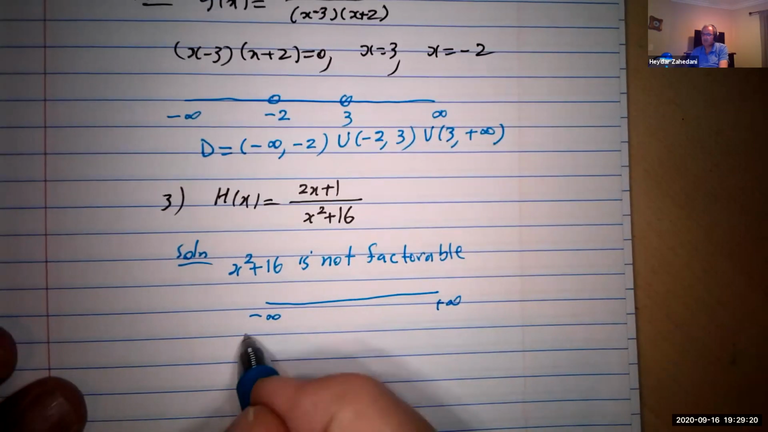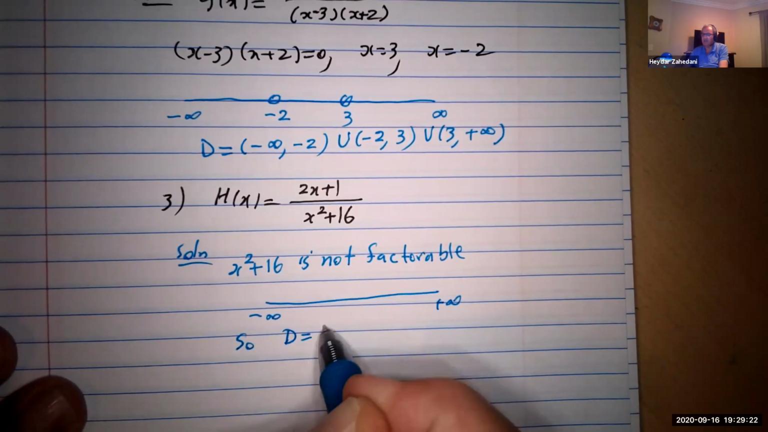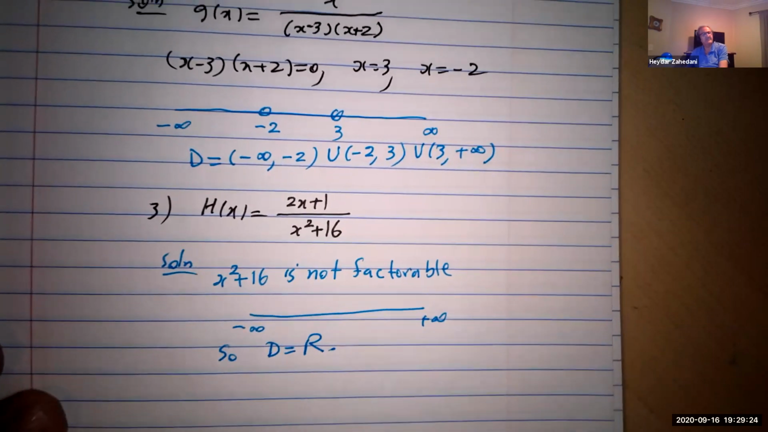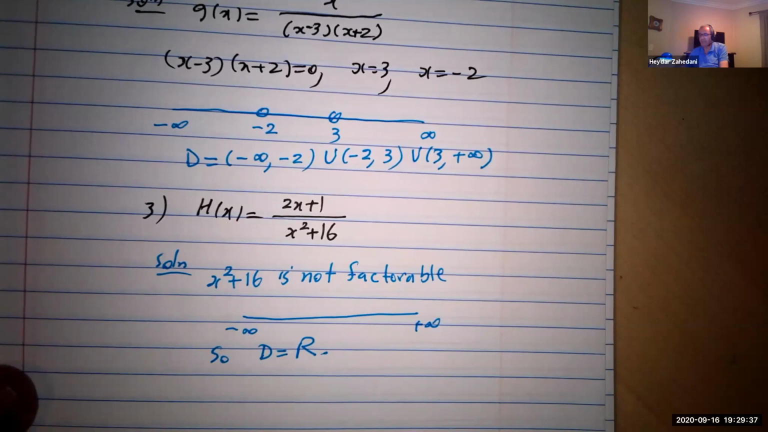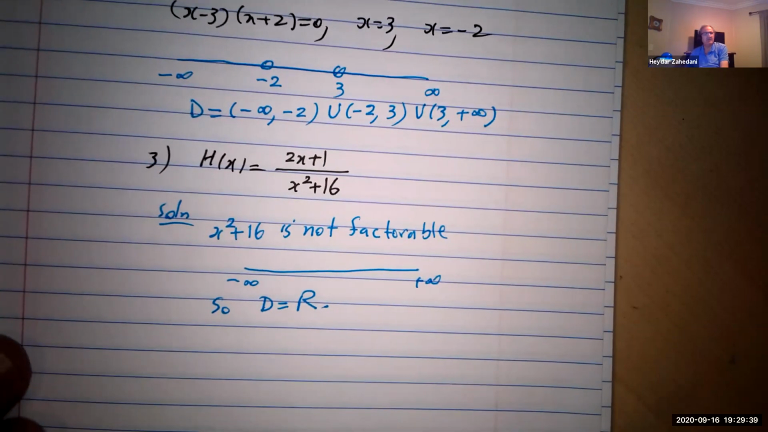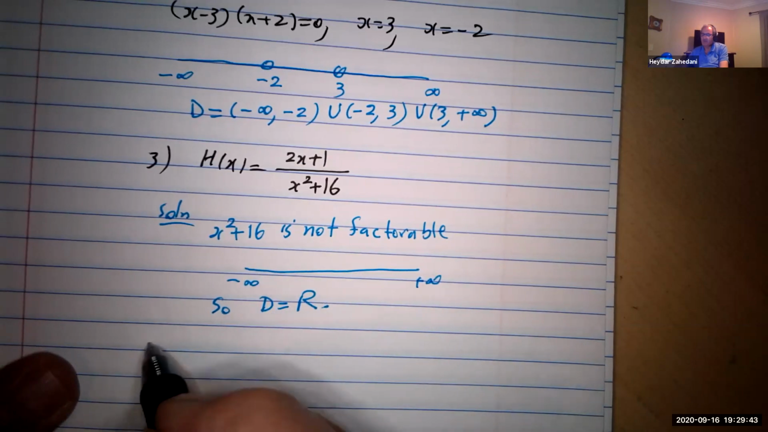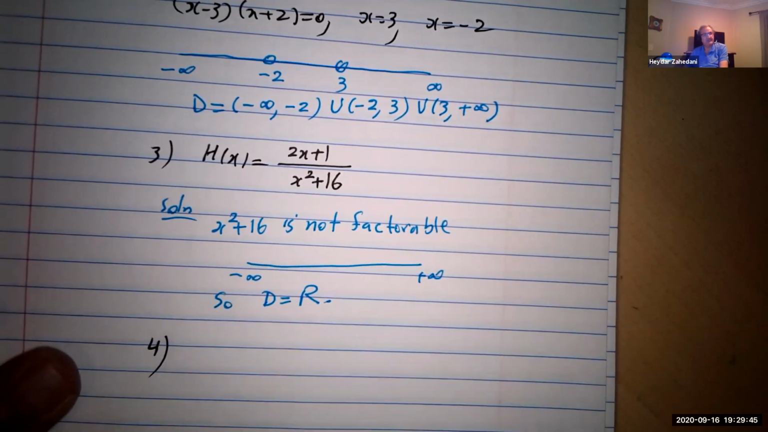So the domain of this function is R, all real numbers. Okay, any question? You may have a fractional one, but the special case is that x squared plus 16 is never zero. Okay, that is a rational function. Question?